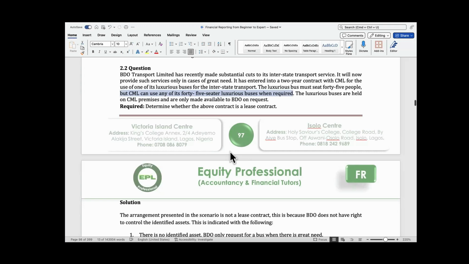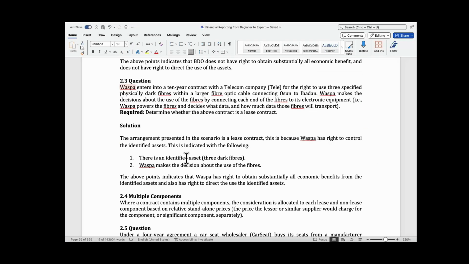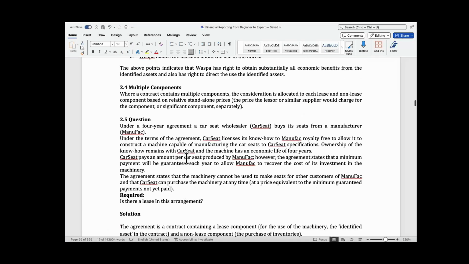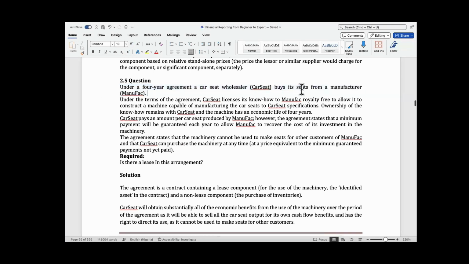This one is another simple one you can look at. So let's look at this much more difficult one. This one is not so direct. So this one says, under a 4-year agreement, a car seat wholesaler buys its seats from a manufacturer. Okay, I think that sentence is very straightforward. So a car seat wholesaler buys its seats from a manufacturer. This one is the normal buying and selling arrangement.